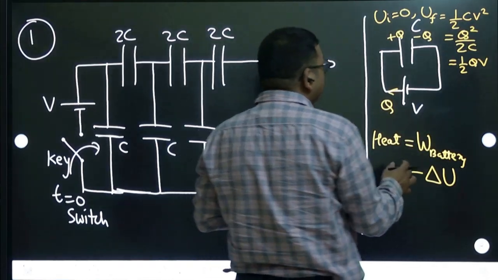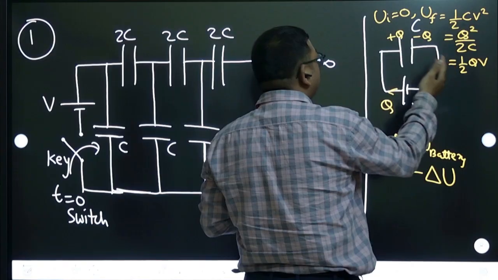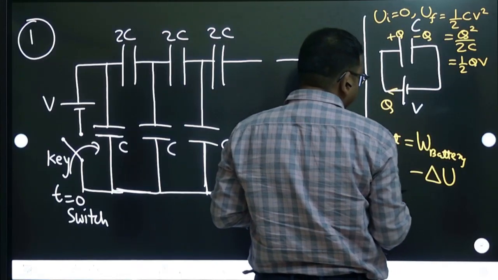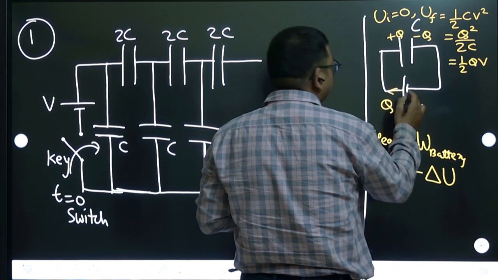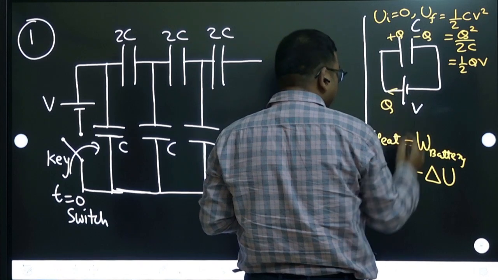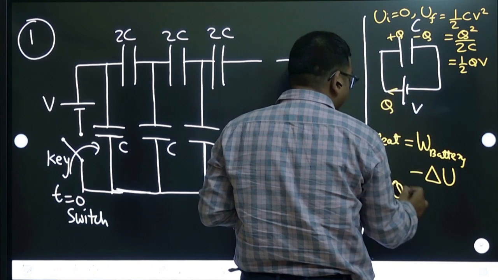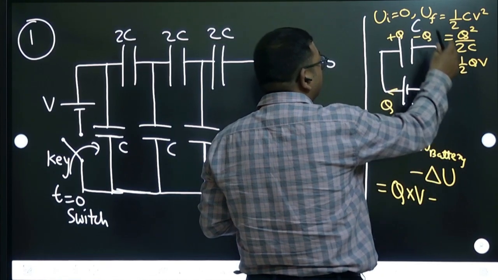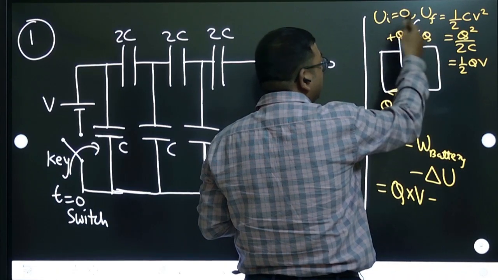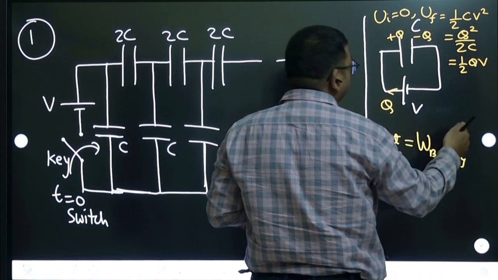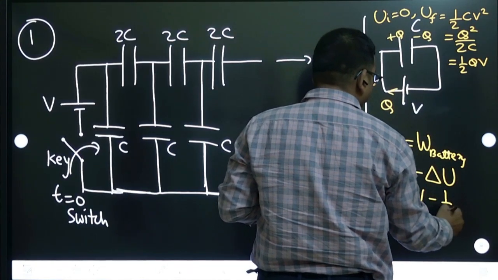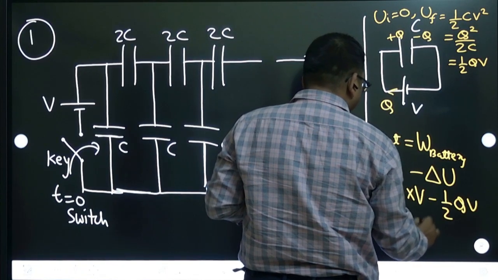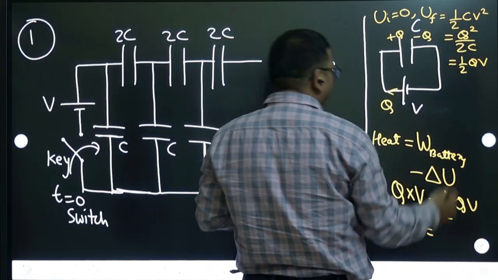So what is the delta U? Delta U means final energy minus initial energy of the capacitor. And the work done by the battery is what? The battery is supplying a charge Q at potential difference V, so the work done by the battery is Q into V. The energy stored is UF minus UI. UI is anyway 0, so UF is half Q into V. So the heat developed is also half Q into V, which you can write in terms of this formula, right?